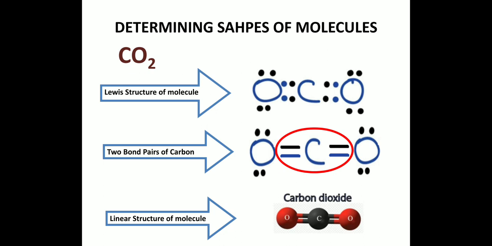According to the rule, first we draw the Lewis structure of the molecule. As you see, carbon belongs to group 4, so it has 4 valence electrons. Oxygen belongs to group 6, so it has 6 electrons in its valence shell. Carbon needs 4 to become stable and each oxygen needs 2 electrons to become stable. So they make covalent bonds with each other, and in this structure you see that there are 2 bond pairs of the central atom carbon. So according to the table, its structure is linear and it is non-polar.